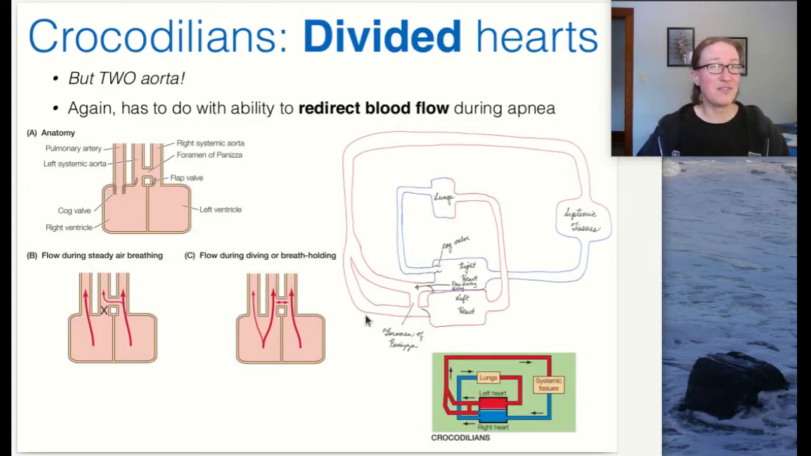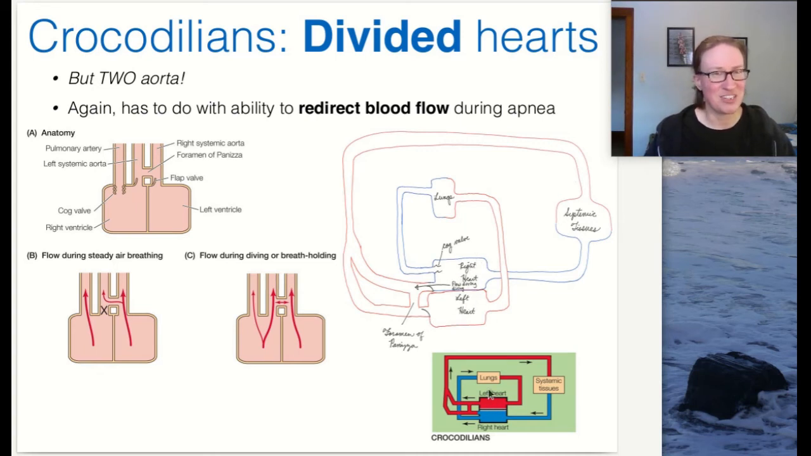That's not the end of this story. We also need to talk about the crocodilians, and that's because the crocodilians are especially cool. So crocodilians have divided hearts. So we now see a left heart and a right heart. So I've pictured that over here, okay?